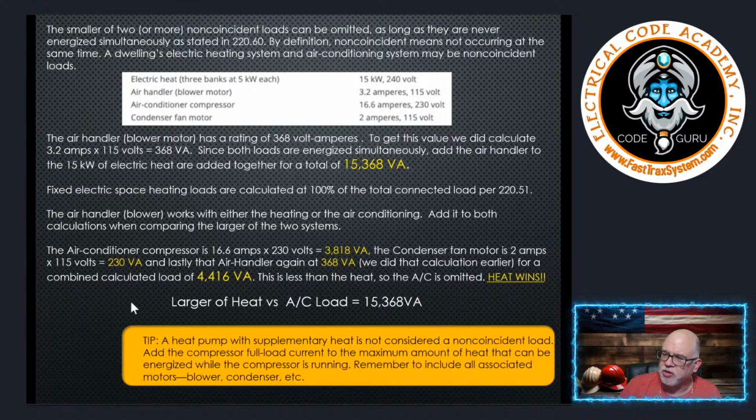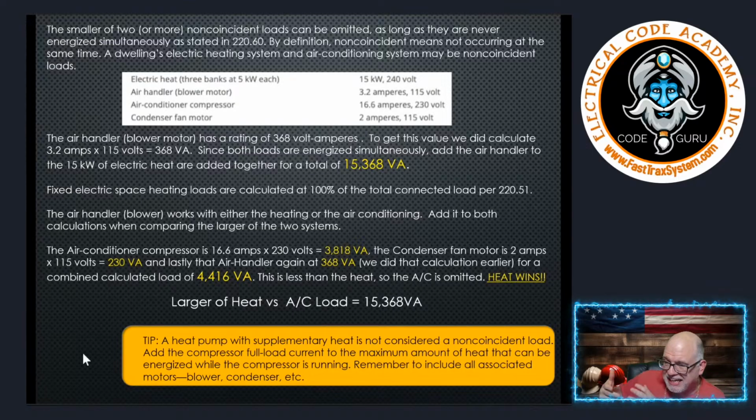All right, real quick, I want to talk about when you're dealing with a heat pump. A heat pump with supplementary heat is not considered a non-coincident load. So when you're adding this in, you simply add the compressor's full load current to the maximum amount of heat that can be energized while the compressor is running. Remember, it includes all associated motors, blowers, condensers, and all of that. Typically, you're going to go to that. Now, we're not talking about the optional method, which has some allowances that you can follow for heat pump applications. Here, a heat pump is not a non-coincident load.